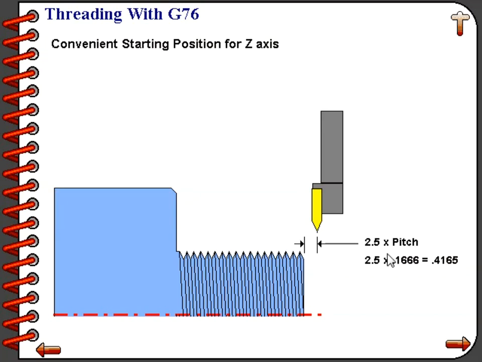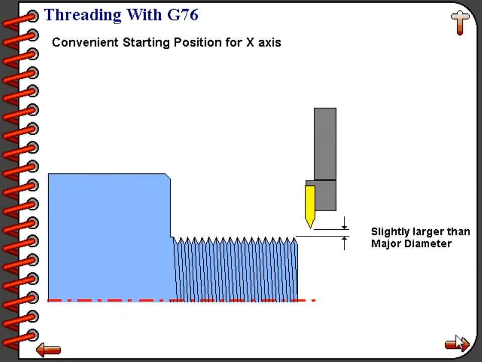And in our case, our pitch is 0.166. So if we take 2.5 times 0.166, we end up with 0.4165 as our z-axis starting position. And this would be for our convenient starting position of the G76 cycle. It would also apply as a convenient starting position for any other type of threading operation.